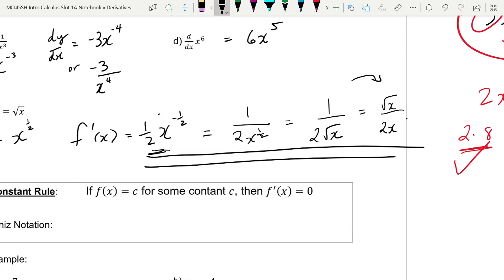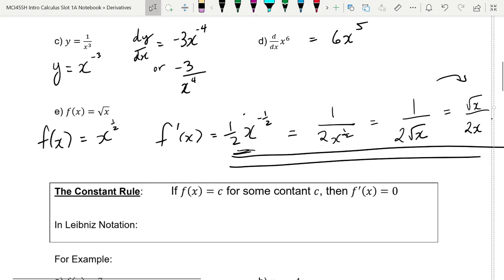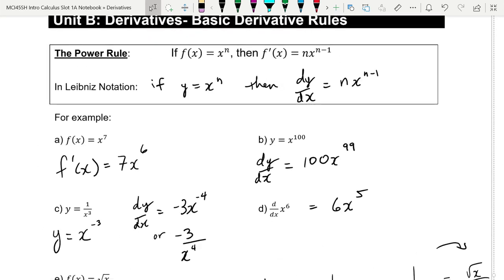Some people are nodding yes, that's good. Some people are going no. Then you got to brush up on this, right? The ability to switch from rational exponents to radicals or from negative exponents to rational expressions, that should be very fluid for you. That should be a skill that's comfortable because it's going to happen a lot. So that's the first rule. That is the rule we call the power rule.